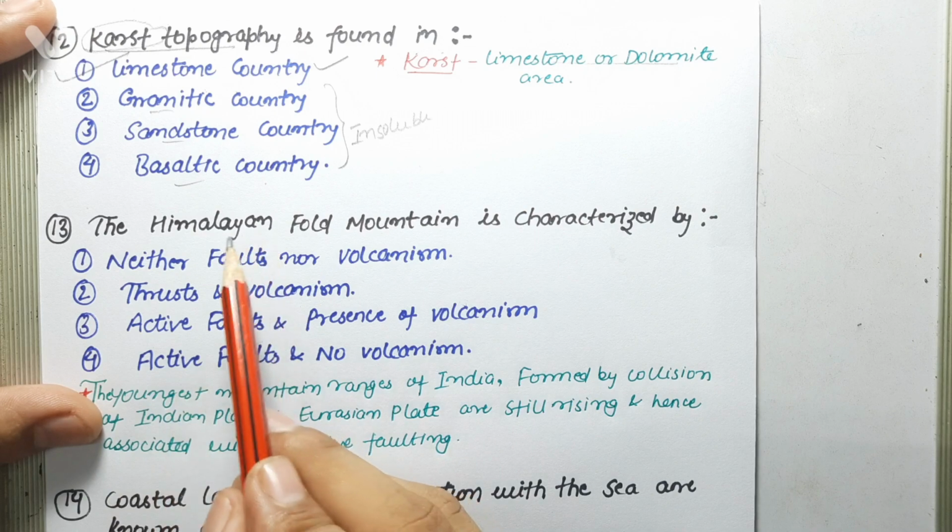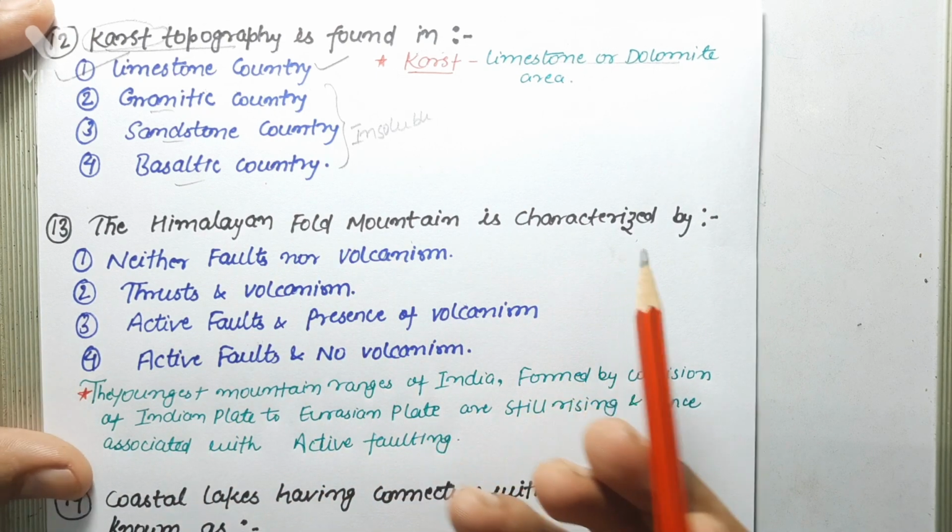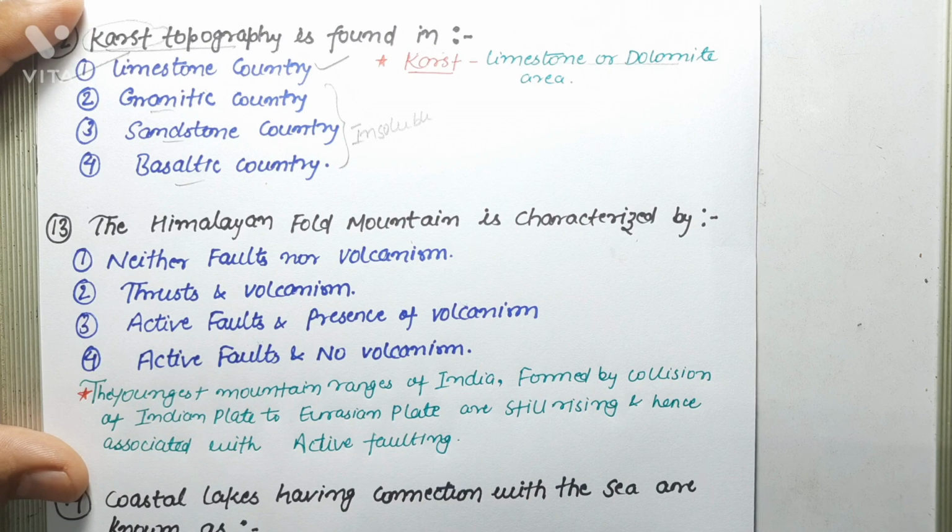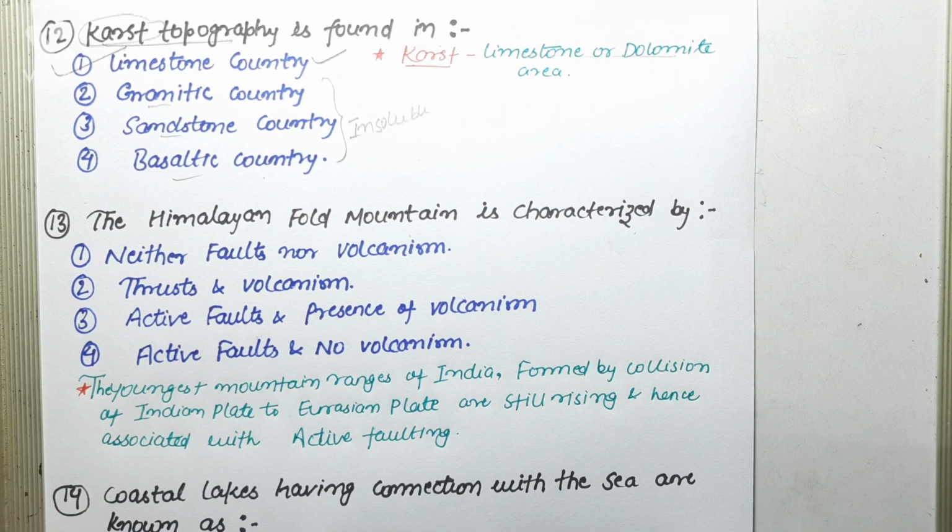Next is Himalayan fold mountain is characterized by. So I told you earlier that Himalayas are the youngest mountain ranges of India, and these are one of the youngest mountain ranges of the world. Its formation is the result of continental collision during convergent plate boundary between Indo-Australian plate and Eurasian plate. Indian plate separated from Australian plate. So basically it is due to the collision between Indian plate and Eurasian plate. Now these both plates are composed of low density continental crust. They were thrust faulted and folded into mountain ranges rather than subducting into mantle.